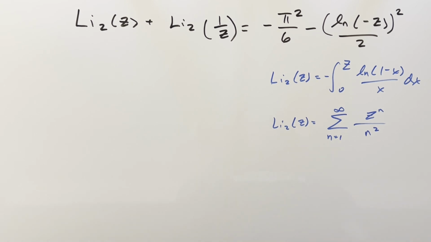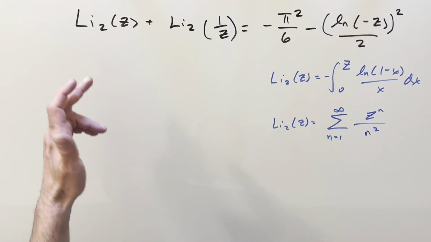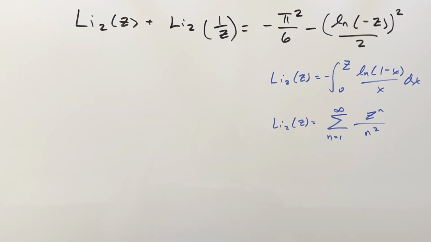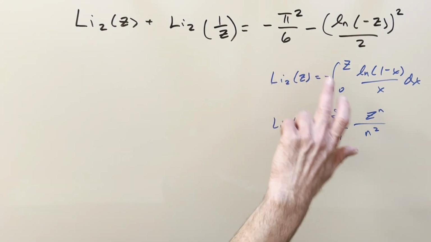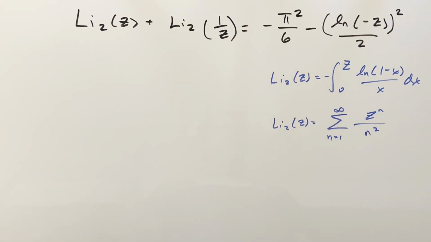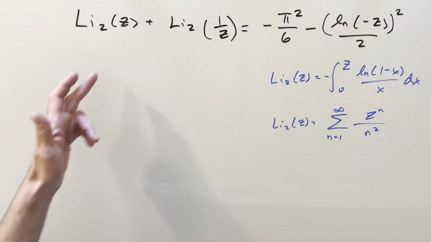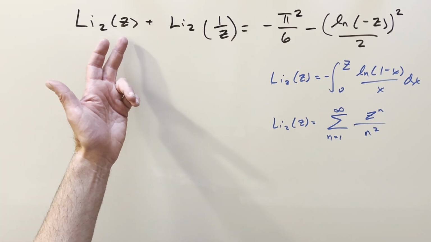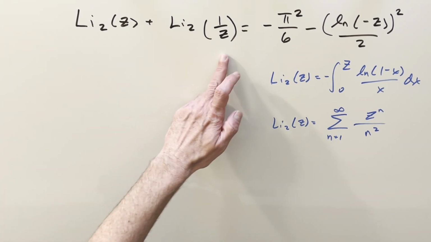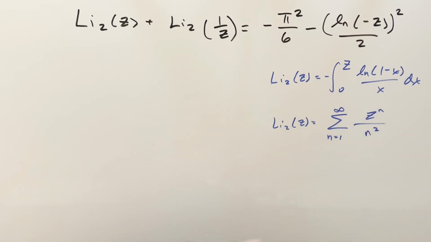Okay, we have here on the board this identity with the dilogarithm. We've got dilogarithm of z plus dilogarithm of 1 over z is going to be minus pi squared over 6 minus natural log of minus z all squared over 2. This is very similar to an identity I did recently where we just had minus z. So in order to go between those, you really can just do a substitution and plug in a minus z everywhere, and that's going to reverse the sign over here.